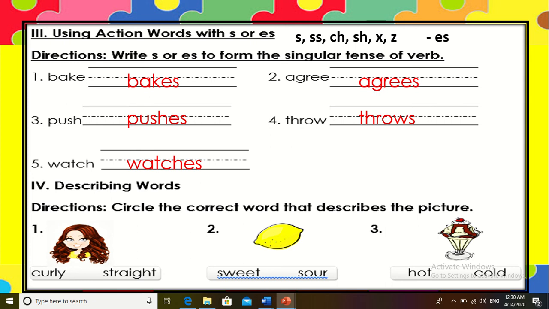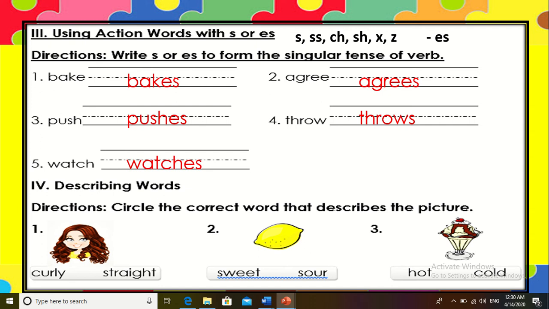Remember, if the word or the verb ends in S, SS, CH, SH, X, or Z, you have to add ES. If not ending in these letters, then you only add S to the verb. Is that understood, KGs?